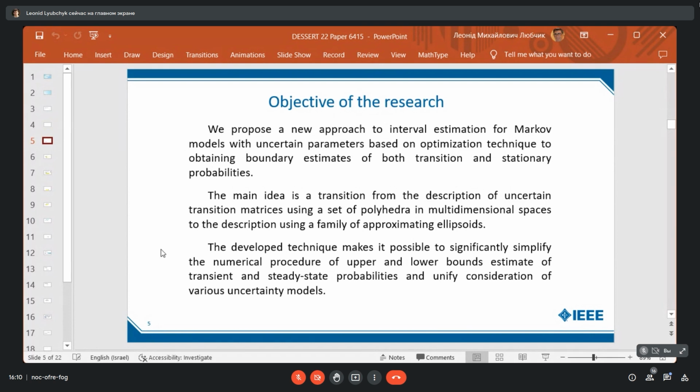The main idea of our approach is a transition from the description of uncertain transition matrices using a set of polyhedra in multidimensional space to a description using a family of approximating ellipsoids. Using ellipsoids and the description of a certain structure of initial data gives us the possibility to obtain a very effective computational procedure, which gives us estimates of probabilities of the states of the system as a result of a not very difficult solution of a special optimization problem with linear functional and quadratic constraints. The developed techniques made it possible to significantly simplify the numerical procedure of upper and lower bound estimation of transition and steady-state probabilities and to unify consideration of various uncertainty models.